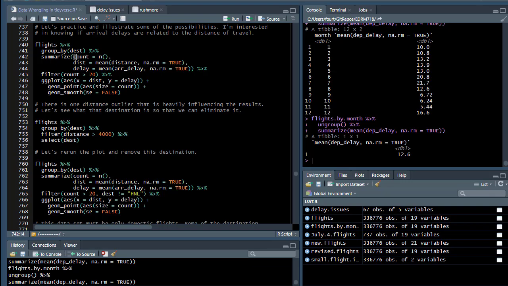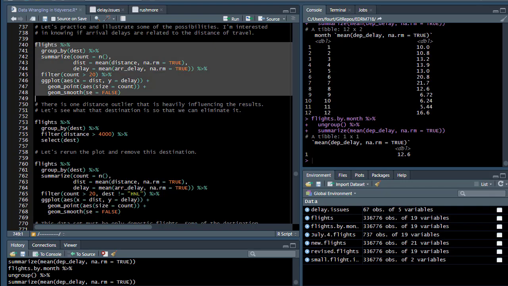Here we set count equal to the number, that's the n function. We're going to use the count from up there and make the size of the point based on the count. And then we're going to put in a smoothing function where we're not going to have the standard error. So that is, I'm not going to have a confidence interval around it. And notice all of this is done in one fell swoop.